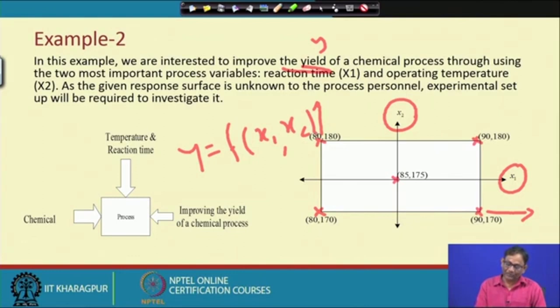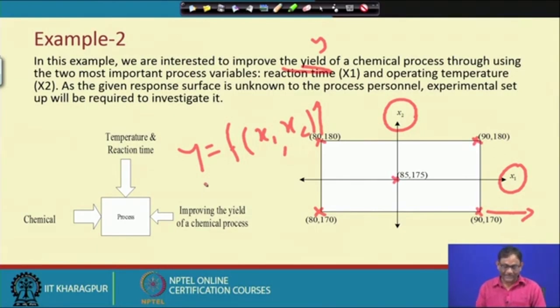Suppose I want to set x1 and x2 in such a manner that the variability of y will be minimized. That will be your process control. If you want to see that the influence of x1 and x2 is minimized, then it will be your process optimization.